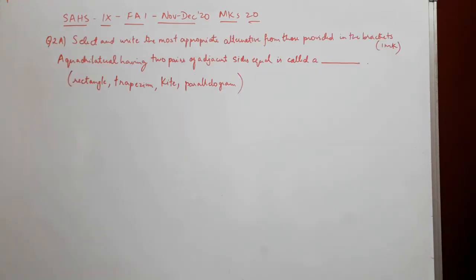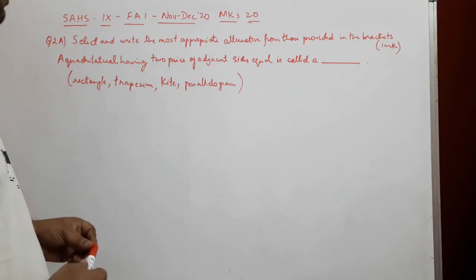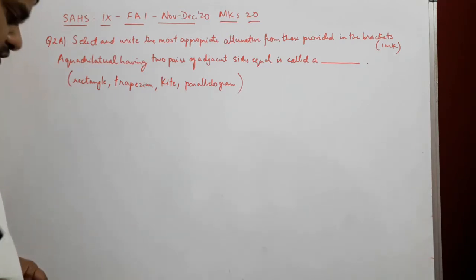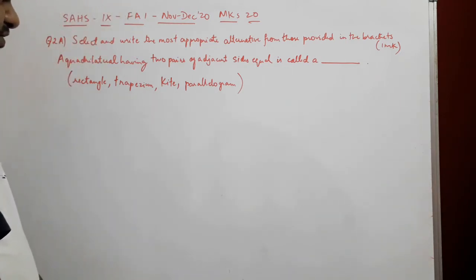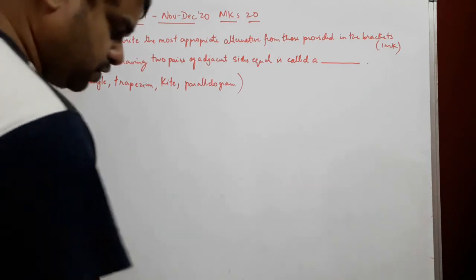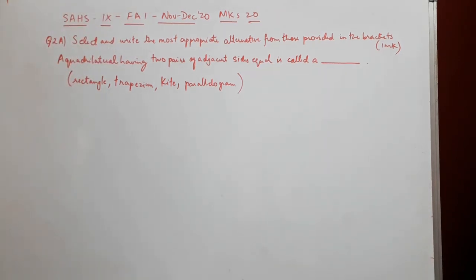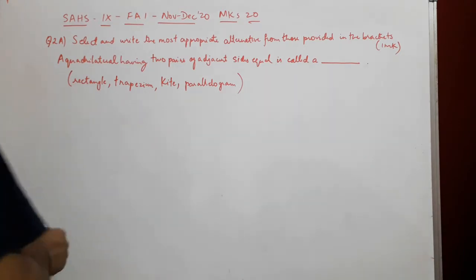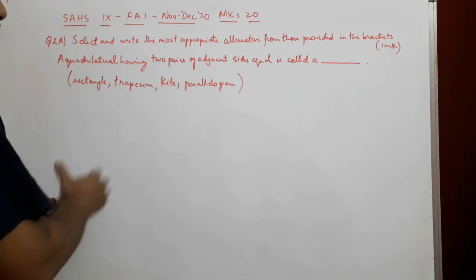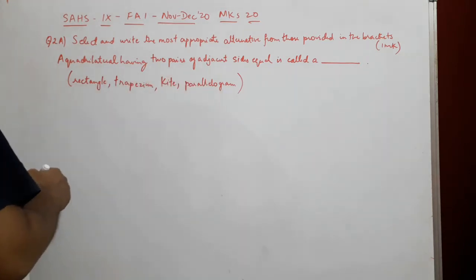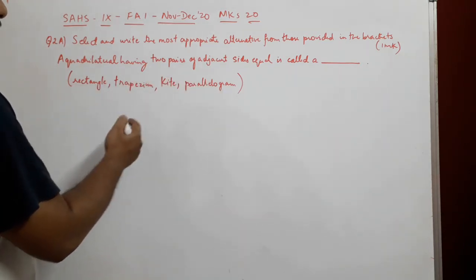Coming to the second question, we have to select and write the most appropriate answer from the alternatives provided below. The question is, a quadrilateral having two pairs of adjacent sides equal is called a dash, and the choices given are rectangle, trapezium, kite or parallelogram. To answer this question, we need to know what these individual quadrilaterals are. All of them are quadrilaterals, but they have different properties.